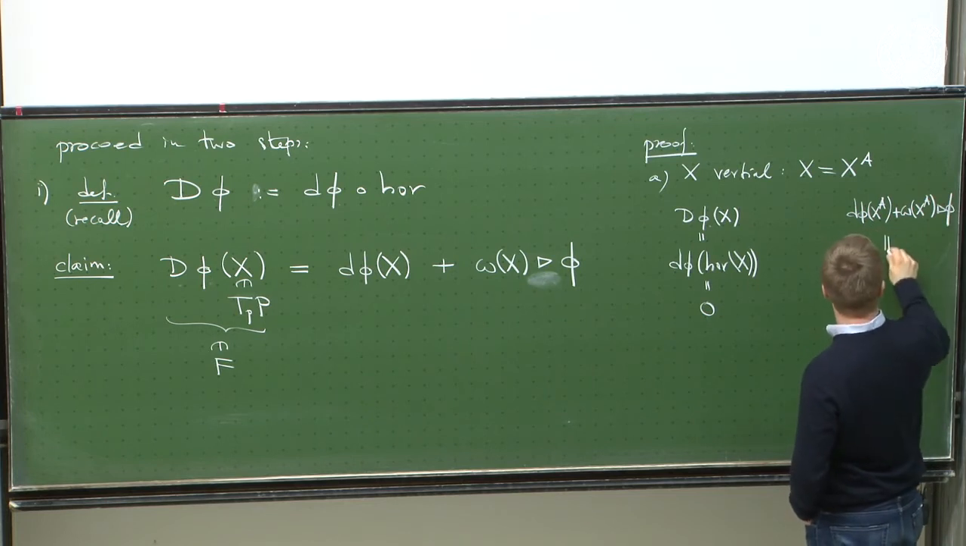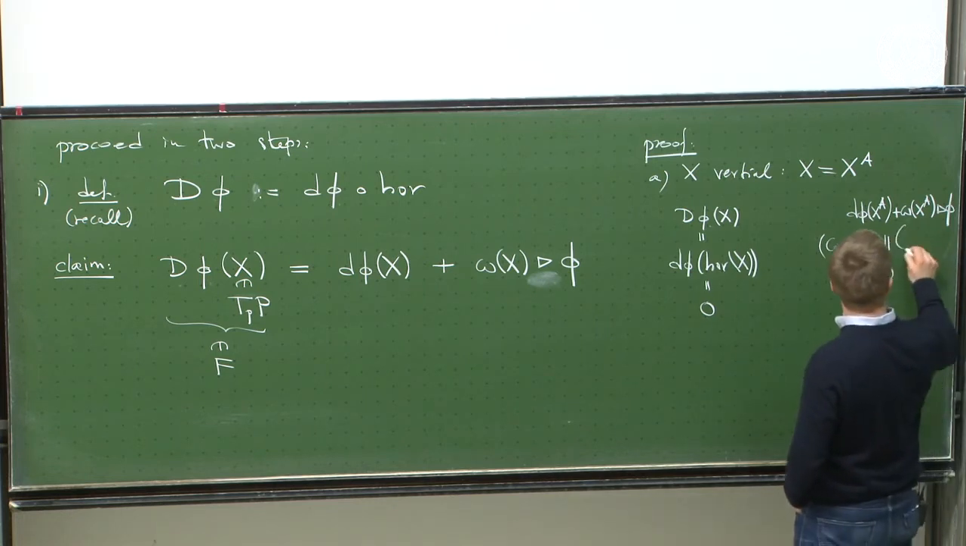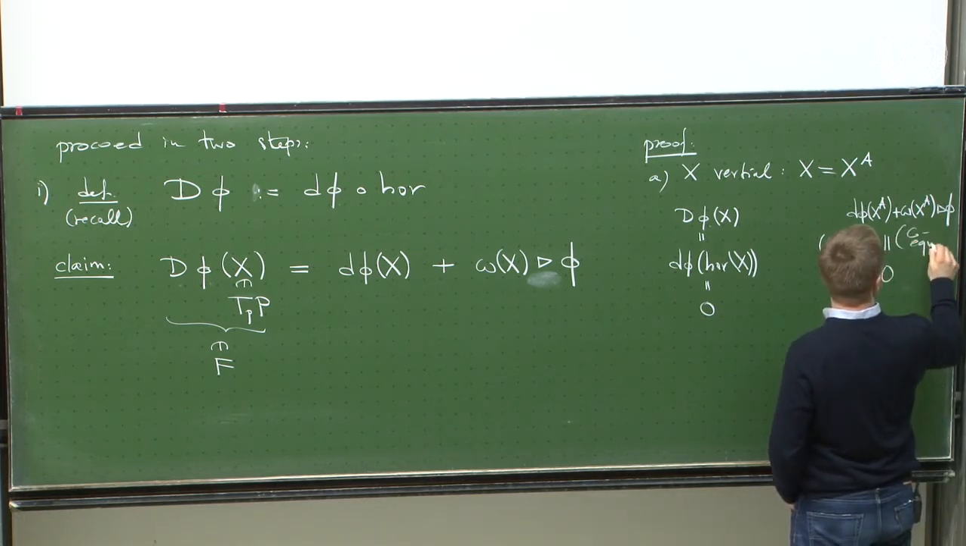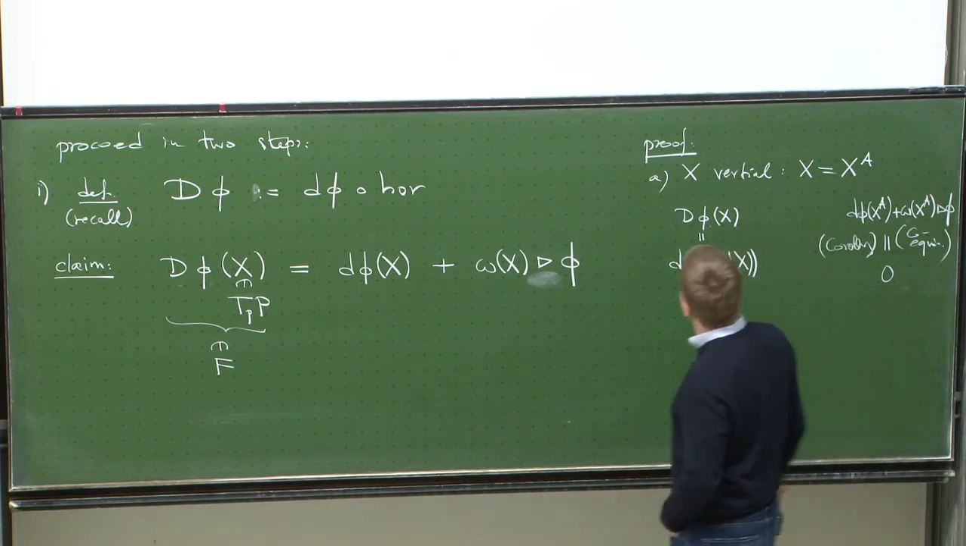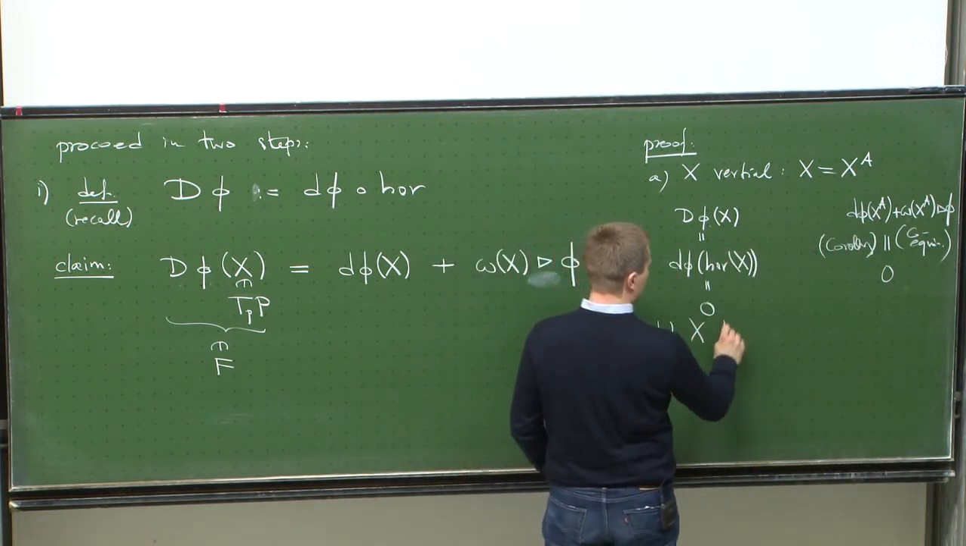But we just proved before, that was our corollary, that this vanishes. Because of the g, so this is the g equivariance. It's the g equivariance of the phi. Okay, that was case A. B is x is horizontal.